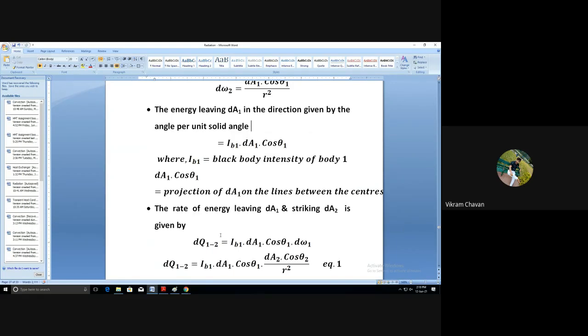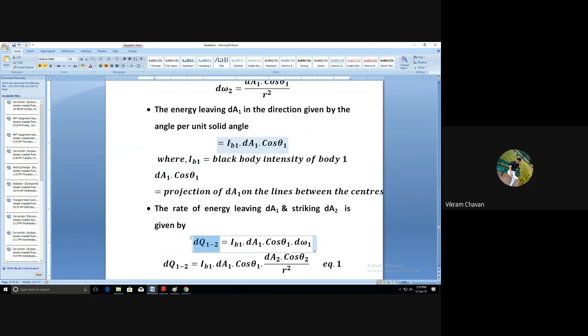So we are discussing that. dQ1 to 2 signifies the energy or radiation leaving body 1 and striking body 2. According to our formula, the energy leaving dA1 in the direction given by the angle is per unit solid angle, but here we are not considering per unit solid angle, so we have to multiply with the solid angle.